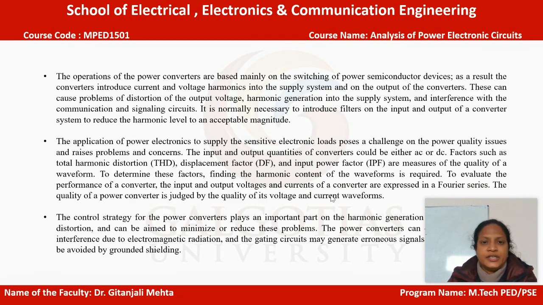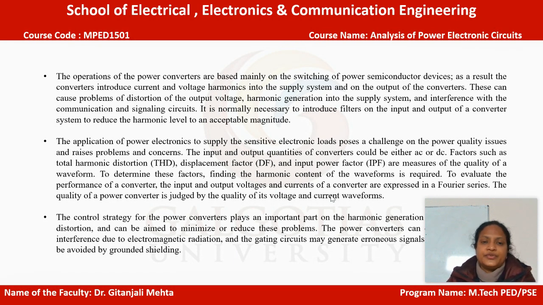The operations of the power converters are based mainly on the switching of power semiconductor devices, and as a result, the converters introduce current and voltage harmonics into the supply system and on the output of the converters. These can cause problems of distortion of the output voltage, harmonic generation into the supply system, and interference with the communication and signaling circuits. It is normally necessary to introduce filters on the input and output of a converter system to reduce the harmonic level to an acceptable magnitude.